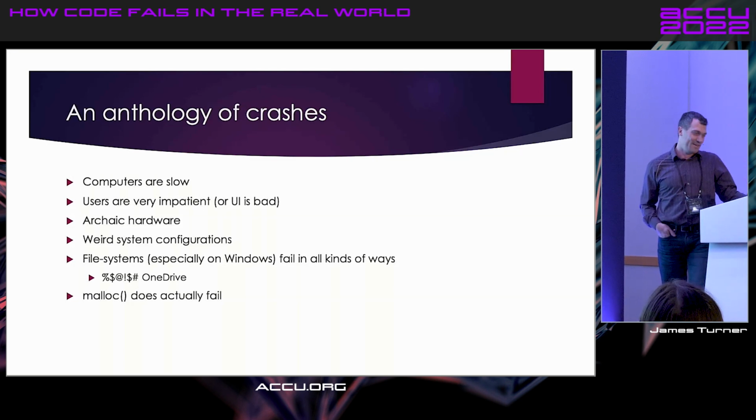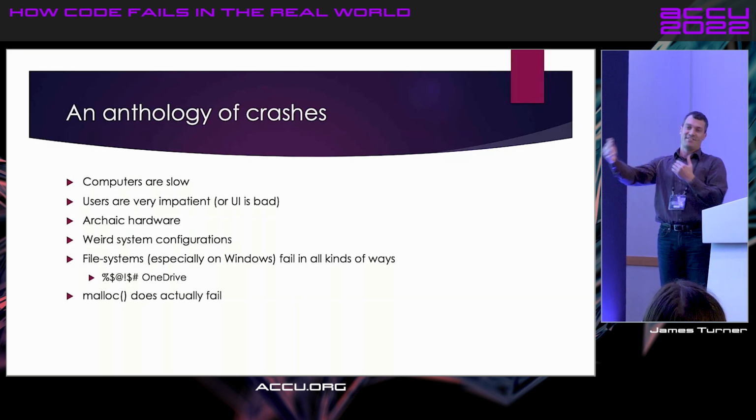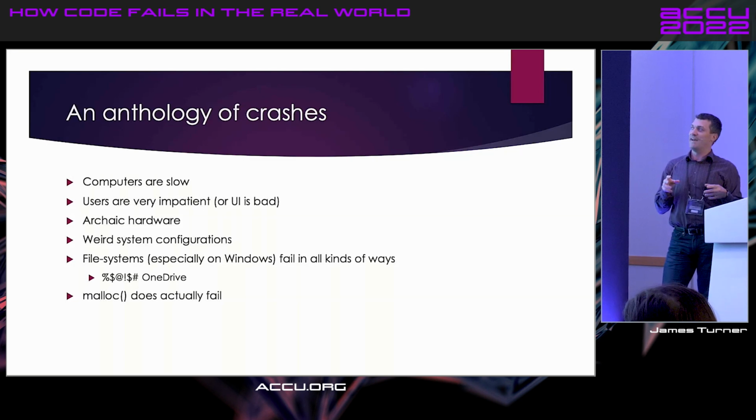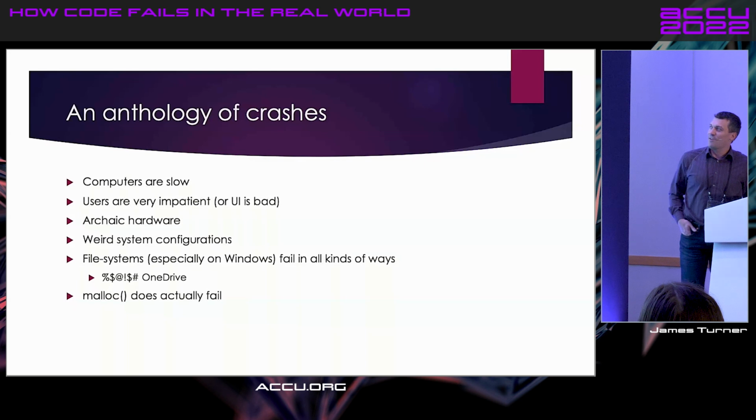So computers are slow. Obviously not your computer. Your computer's fast, but everyone else's computer is weirdly slow in weird ways. And users are also very impatient because their computer's slow, but they don't really acknowledge that. They just want things to happen now. But this is another way of saying that UI can be terrible, because, of course, if your UI explains what's happening, the user won't be so impatient. But that's how you want to define that problem.